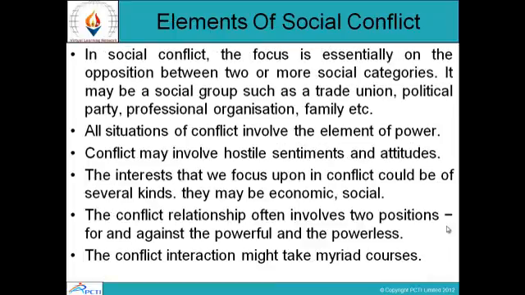Elements of social conflict. In social conflict, the focus is essentially on the opposition between two or more social categories. It may be a social group, such as a trade union, political party, professional organization, or family. All situations of conflict involve the element of power. Conflict may involve hostile sentiments and attitudes as well. The interests that we focus upon in conflict could be of several kinds, economic, social, political. The conflict relationship often involves two positions, for and against, the powerful and the powerless. The conflict interaction might take myriad courses.